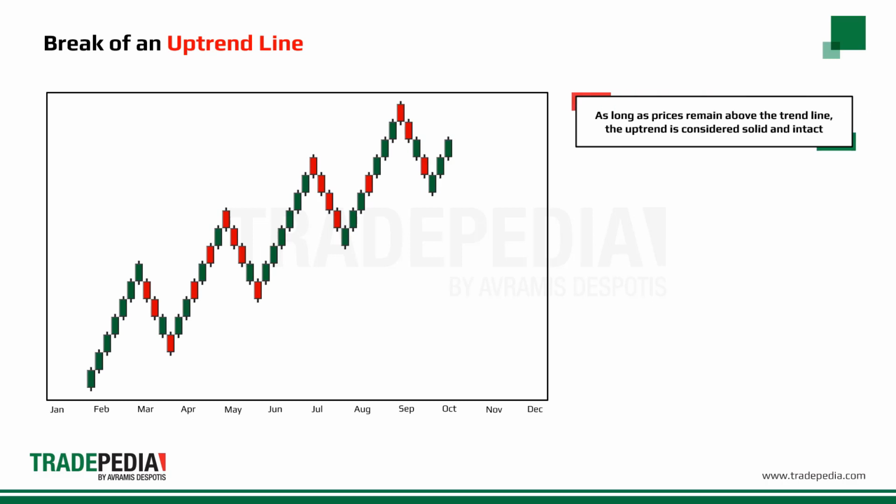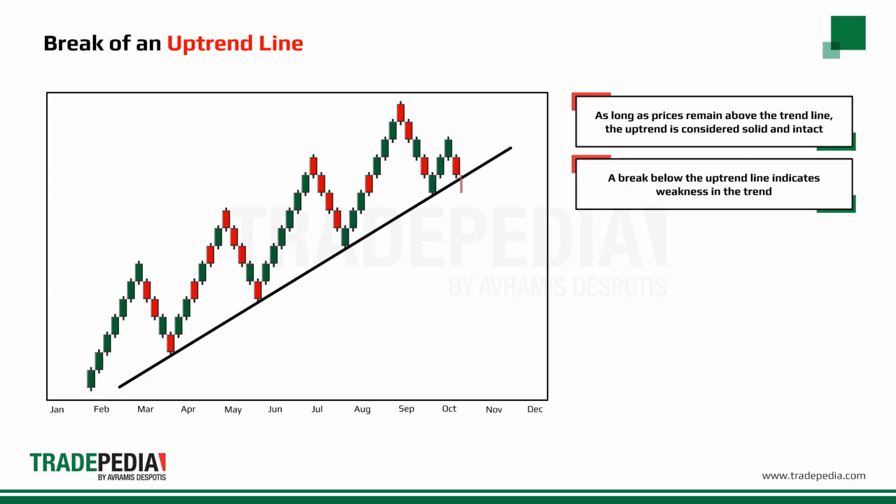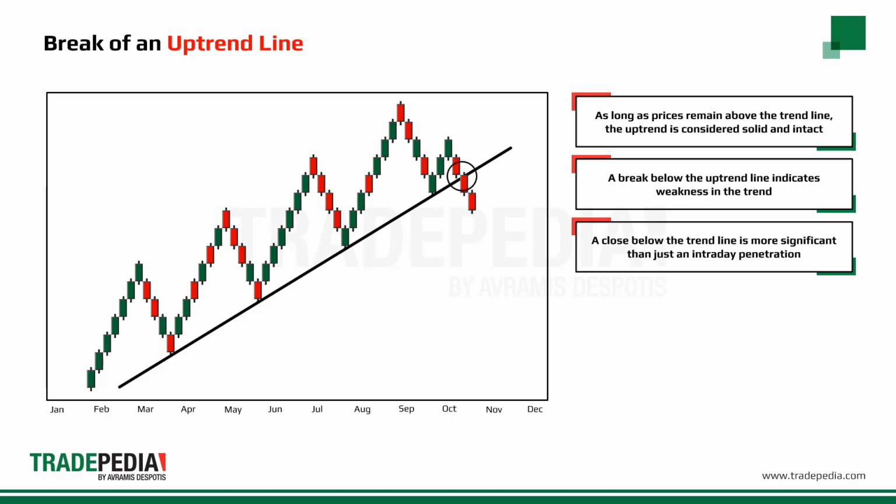In the case of an uptrend, as long as prices remain above the trend line, the uptrend is considered solid and intact. A break below the uptrend line indicates weakness in the uptrend. A close below the trend line is more significant than just an intraday penetration.